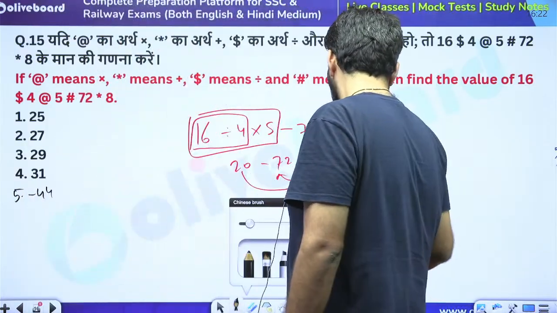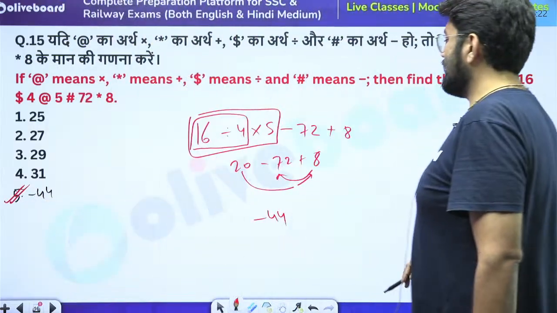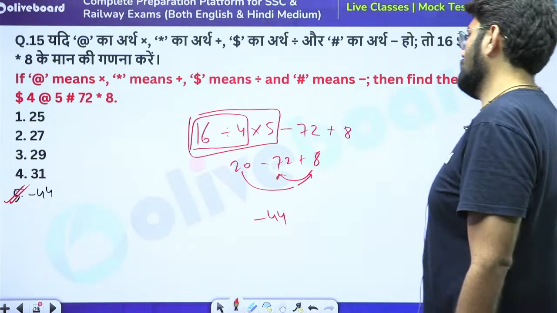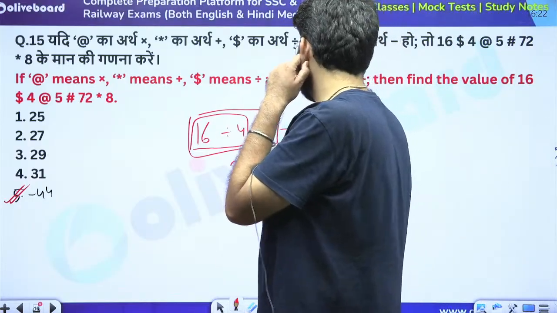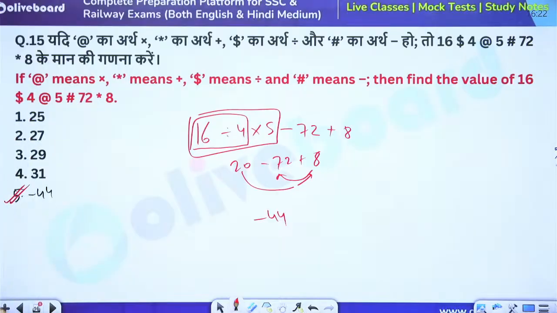But wait, just try it from left to right version also. 20 minus 72 is what? Minus 52. Minus 52 plus 8 is also minus 44. Okay, that's also not working out. 16 divided by 4 is 4 into 5 is 20 minus 72. No, that's also not working out. Yeah, options don't match. Minus 44 is right.